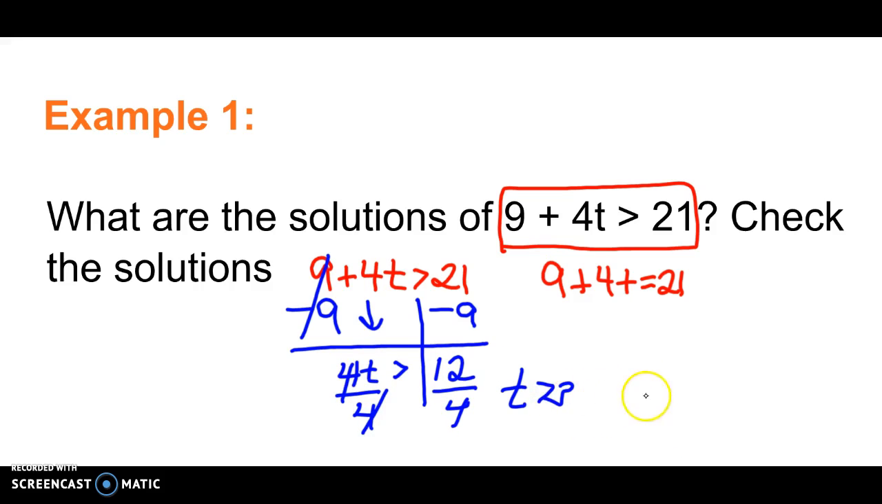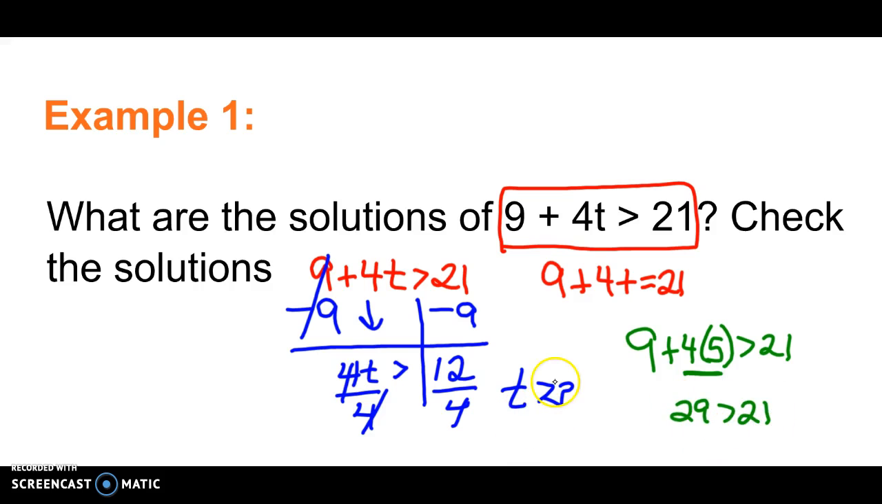Now, to check my solution, I just pick a number that's greater than 3. So I'm going to pick 5, and I plug 5 into my inequality. So 9 plus 4 times 5 is greater than 21. This gives me 20 plus 9 is 29. That's greater than 21, so that's my answer. t is greater than 3. That's an ugly 3 up there, so I rewrote it.